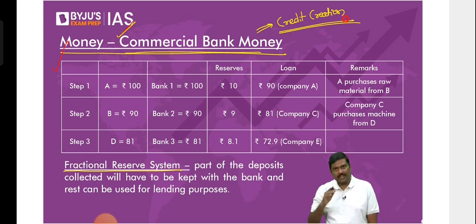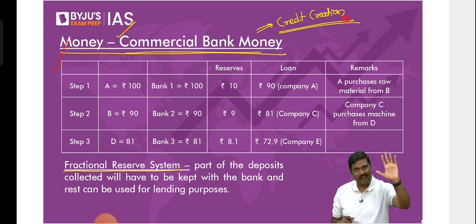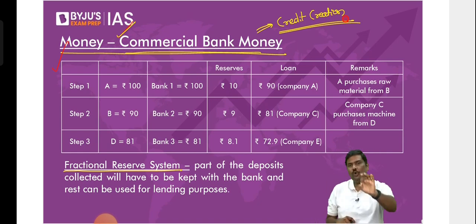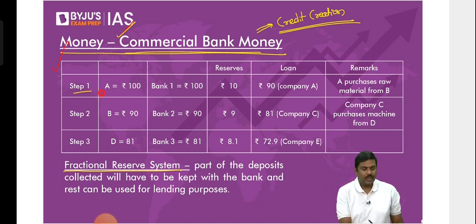Yesterday we have discussed. Now let's start with a very simple example. Imagine RBI has printed 100 rupee, and you have the 100 rupee now. Let's start with the first step here. You have 100 rupee. You will take the 100 rupee and deposit this in Bank 1.